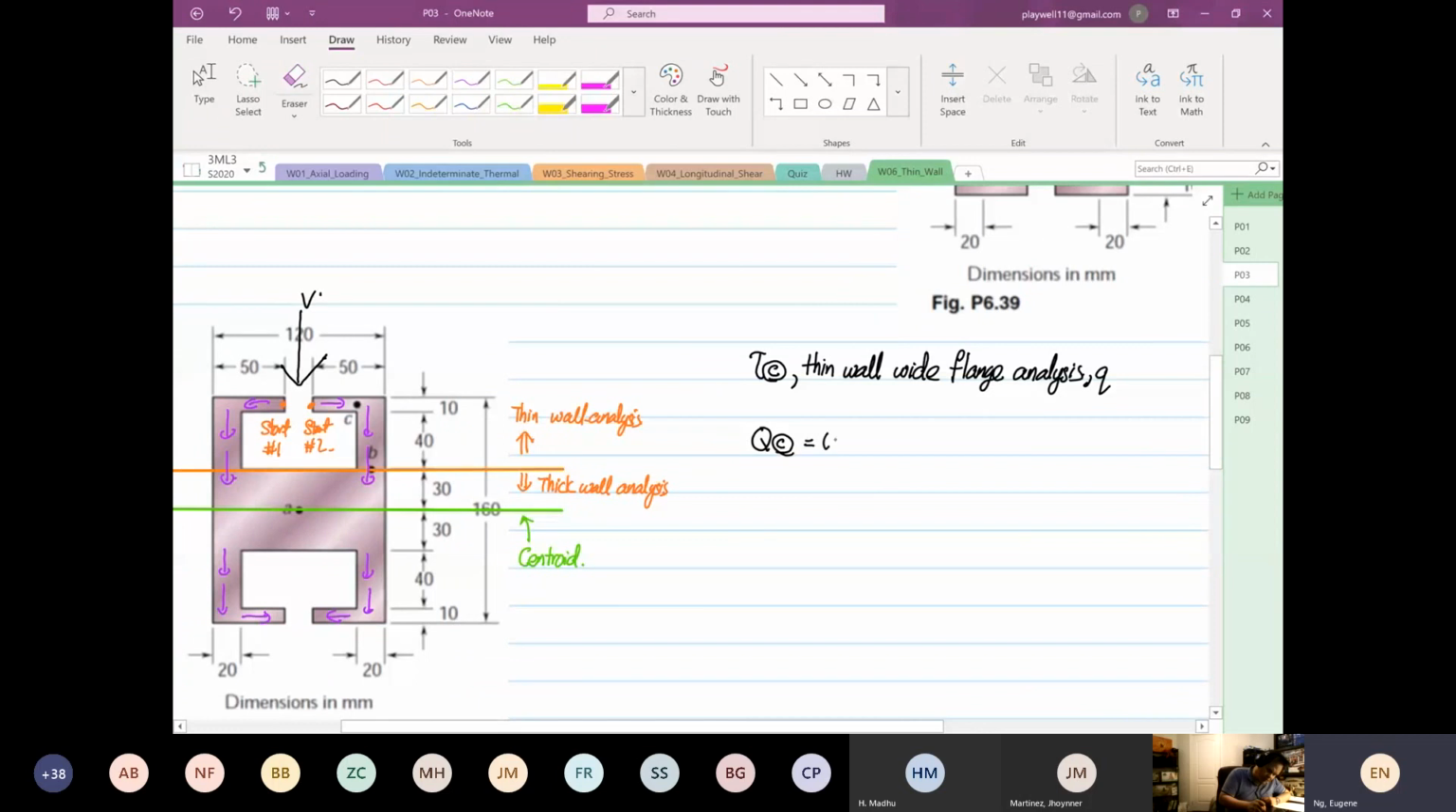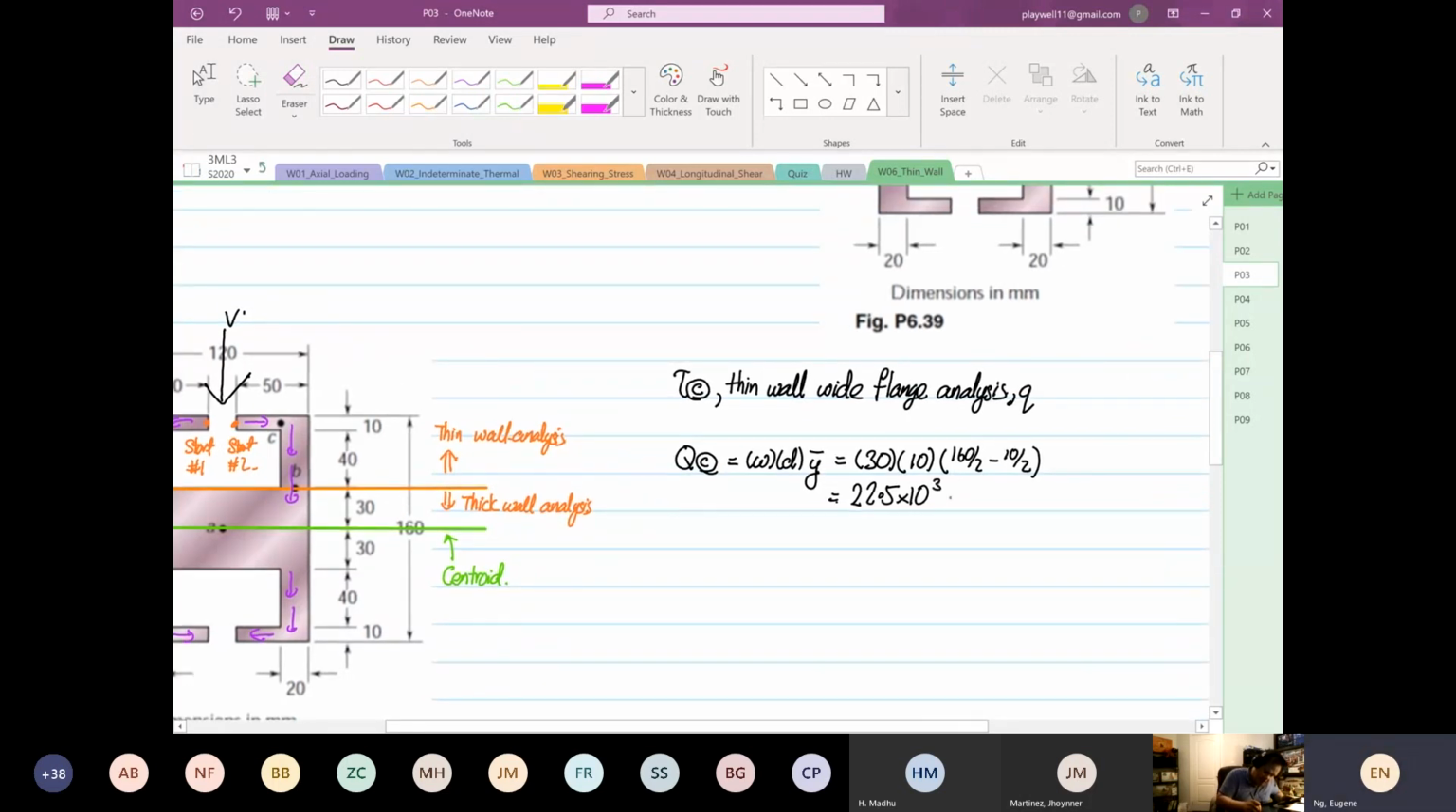So the Q at point C is width times depth times Y bar. The width for this case is 30. The depth is 10. Then the Y bar is 160 divided by 2 minus 10 divided by 2. So this will be equal to 80 minus 5, times 30 times 10, which is equal to 22.5 times 10 to the power of 3 millimeter cube, or 22.5 times 10 to the power of minus 6 meter cube.